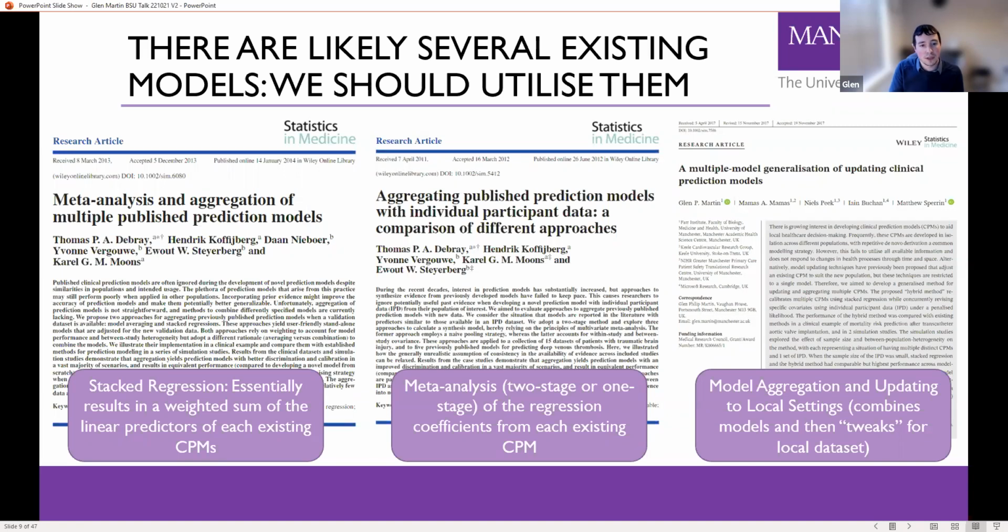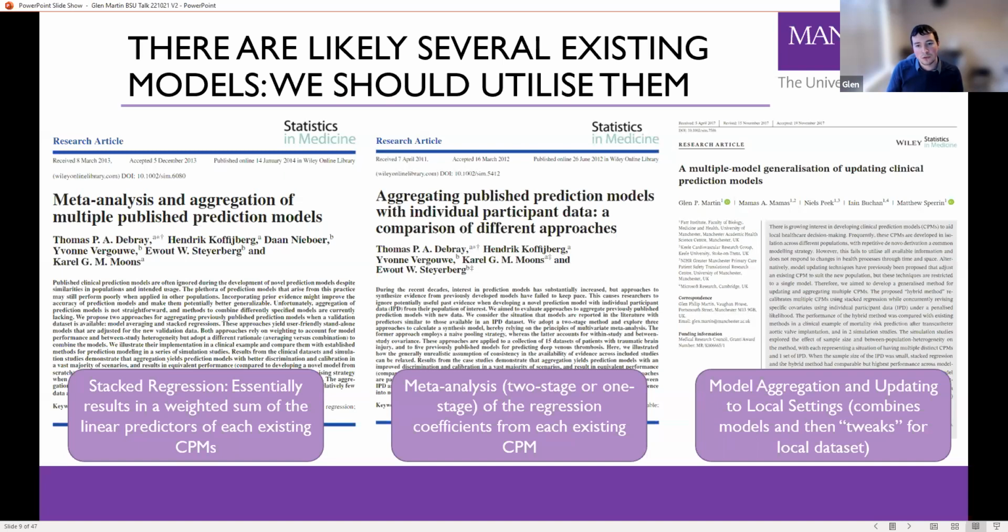Thomas also outlined a way that you could then combine that with local data, if you had it available. So they provided a way of using what they call stacked regression, whereby you essentially put the linear predictors of each of the existing prediction models as covariates in the new model. And it provides essentially a weighted sum of all of the previously published prediction models applied in that local setting. So that's described in the left-hand paper there for those that are interested.